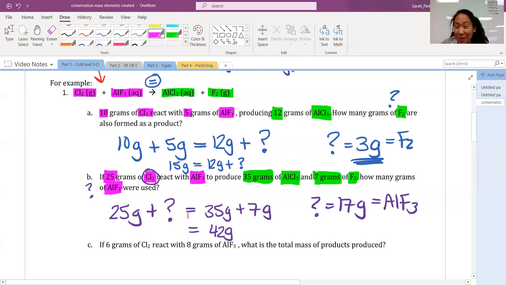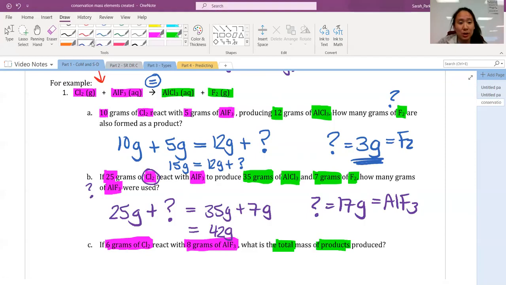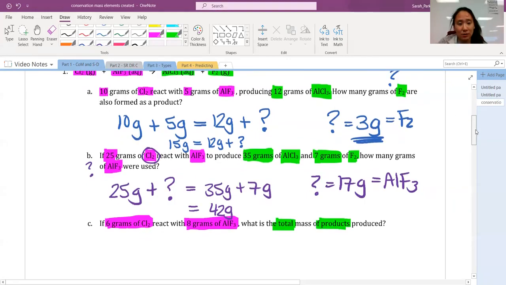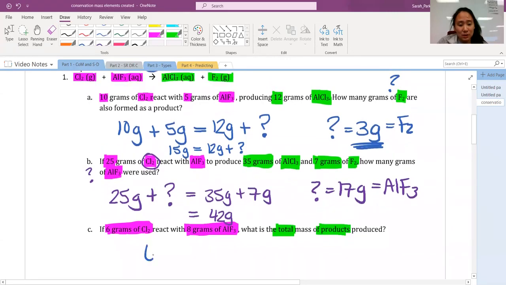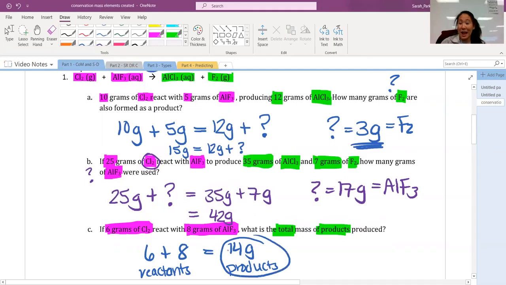Okay, one last type of example here. It says if 6 grams of chlorine, so this is our reactant, reacts with 8 grams of aluminum fluoride, what is the total products, combined, that was produced? Here, you are just going to do some quick addition. So 6 plus 8, remember these are our reactants, is equal to our products. What is 6 plus 8? 14. 14 grams of products is our answer.